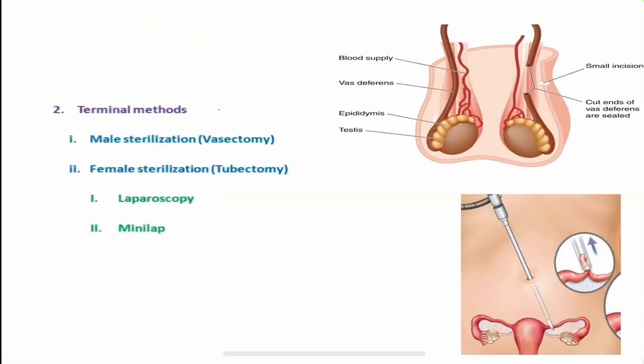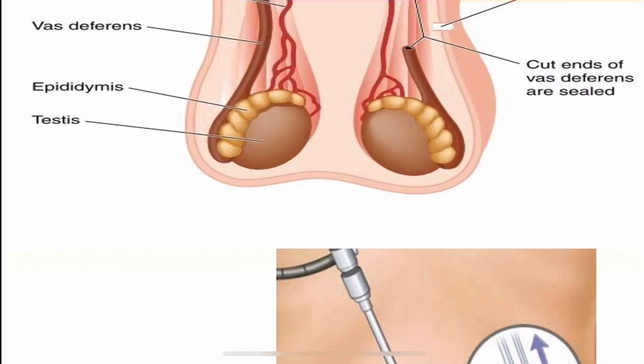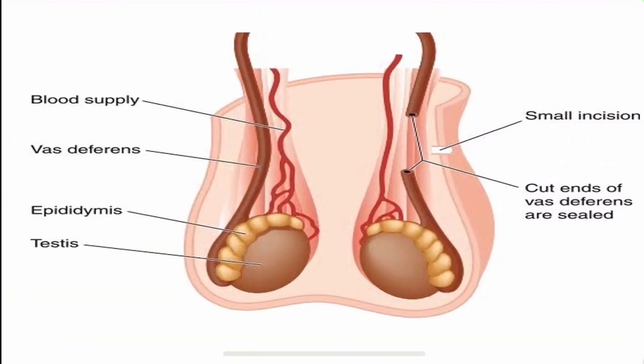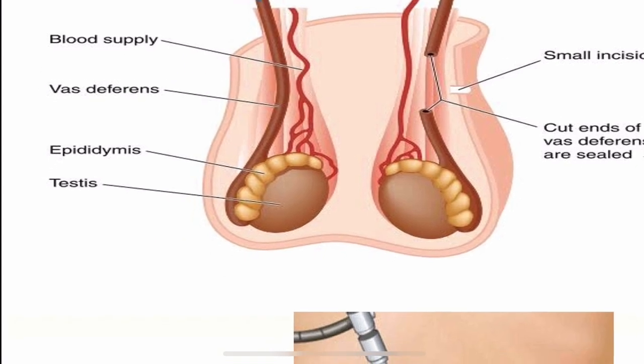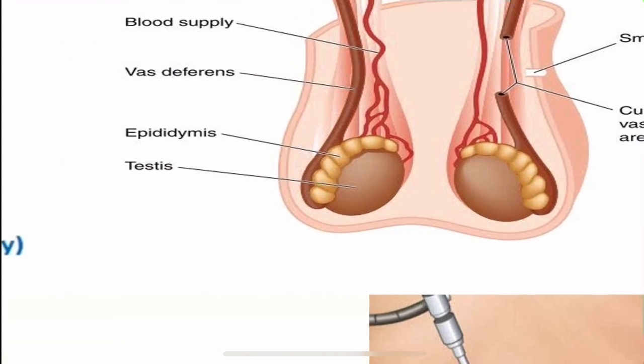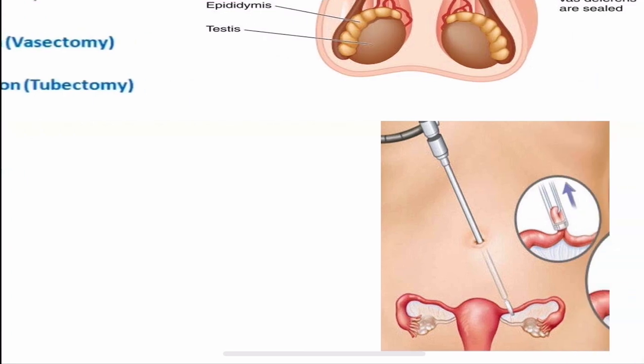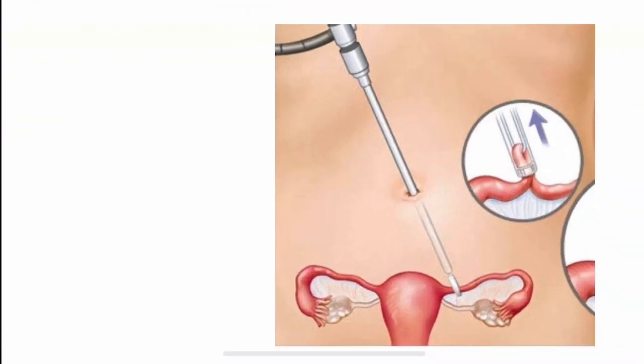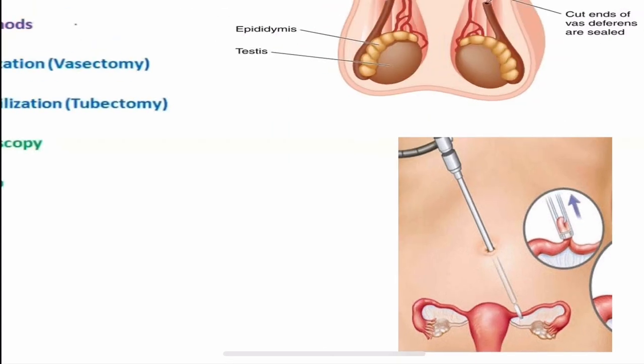Moving on to the second method, the permanent method, which is the terminal method, under which we have male sterilization, vasectomy. In vasectomy, a small incision is made, a part of the vas deferens is cut, and the cut ends are sealed. Female sterilization is tubectomy, where we have laparotomy or mini laparotomy. Mini laparotomy is less invasive. A small incision is made at the time of birth or soon after childbirth, and they perform the tubectomy where they clamp, cut and seal the tubes.